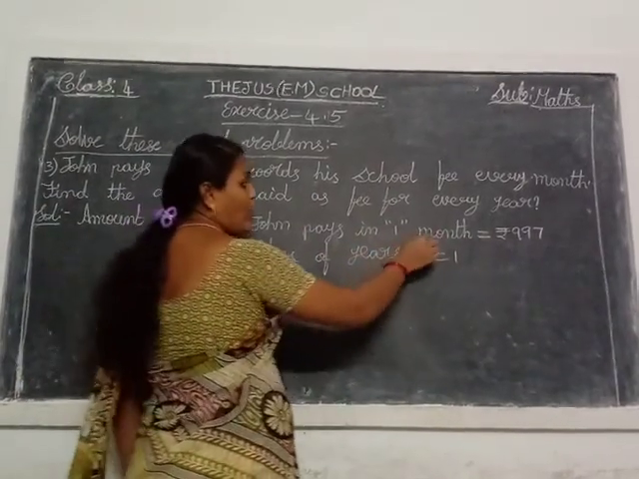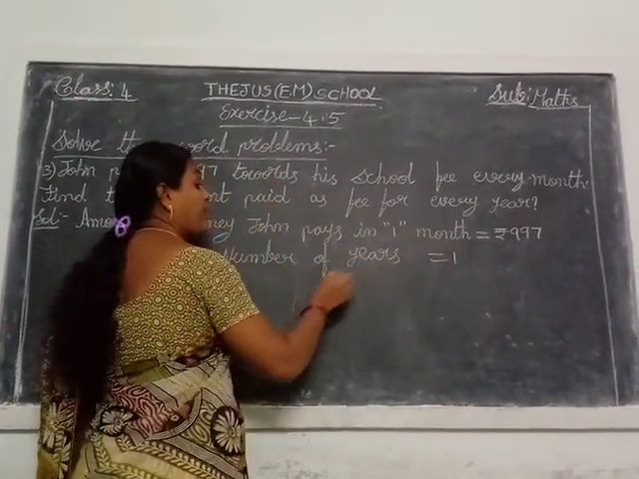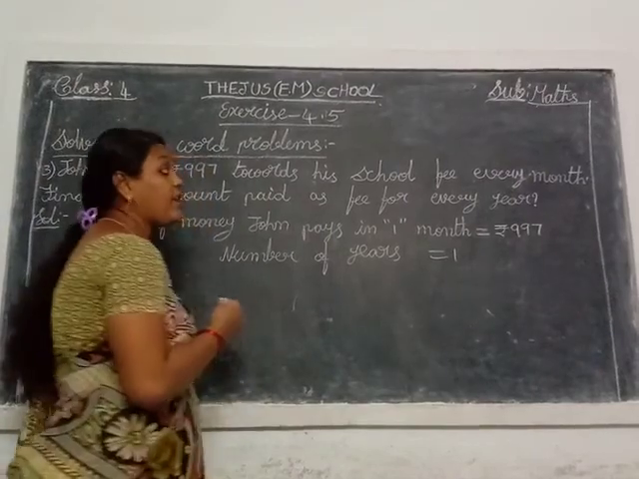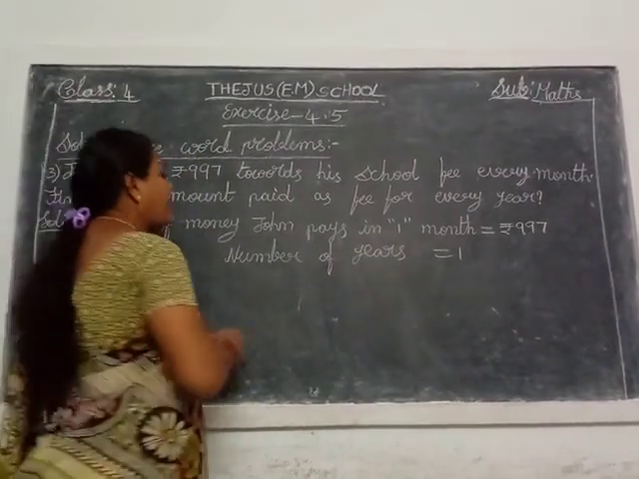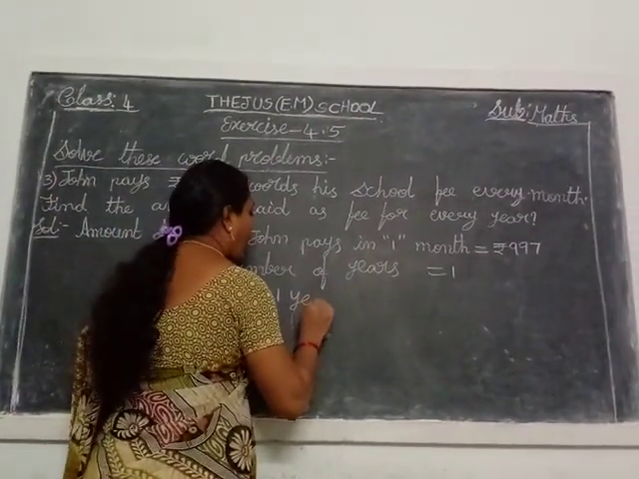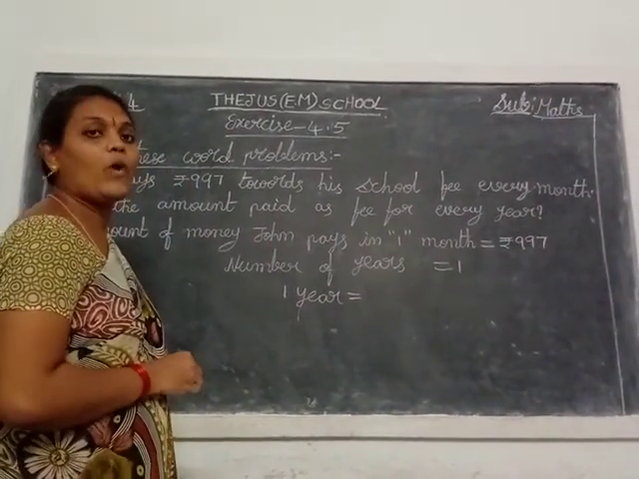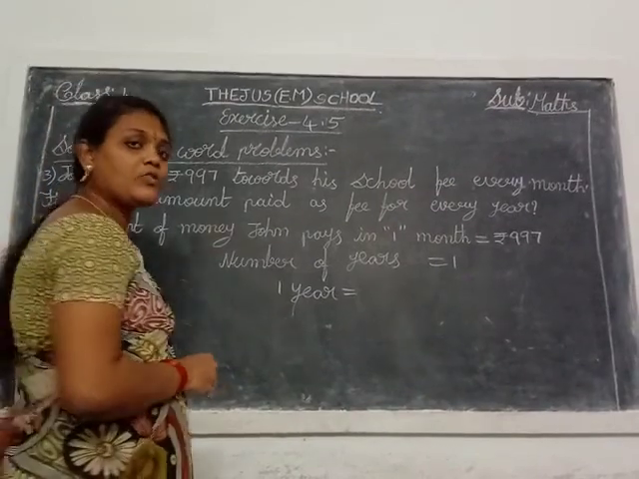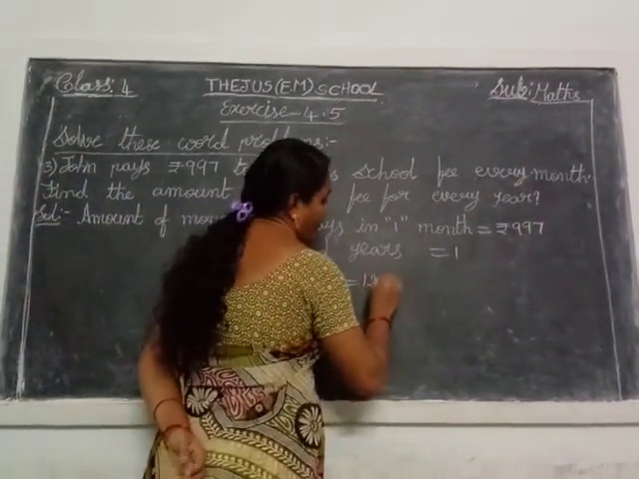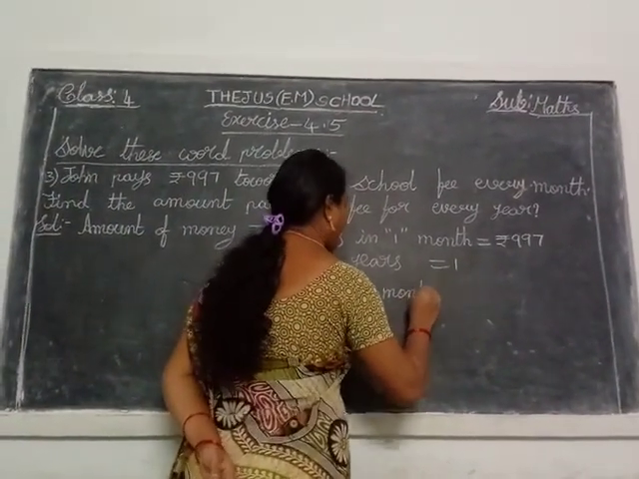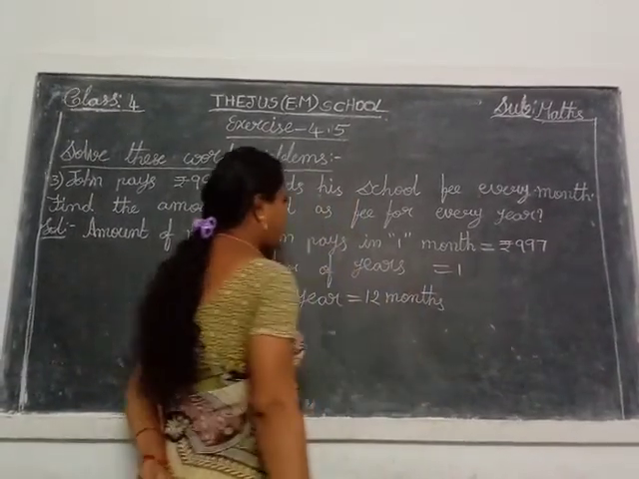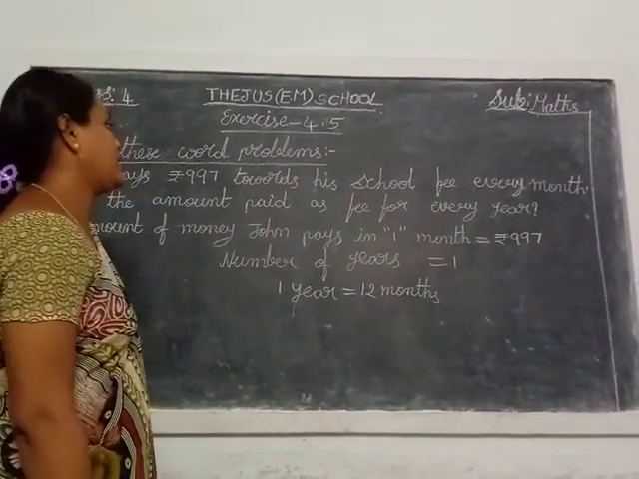But he has given only the monthly fees, and he asks us to find the yearly amount. So first, 1 year is converted into how many months? 1 year is equal to how many months, children? 1 year has how many months? 12 months. 1 year is equal to 12 months.